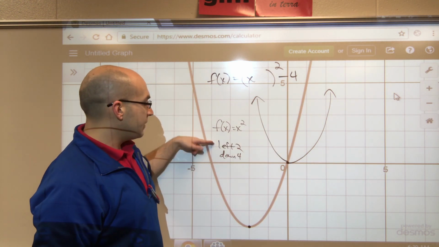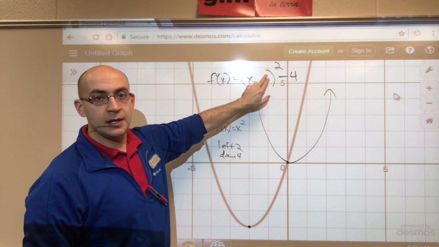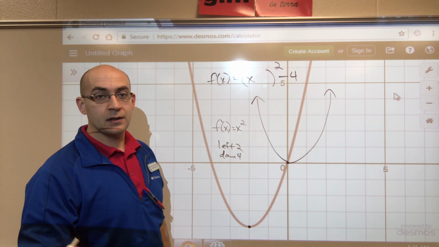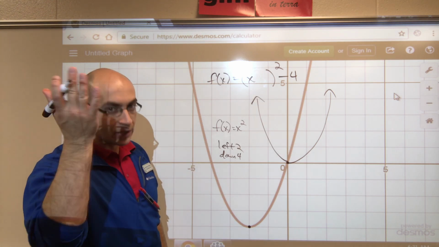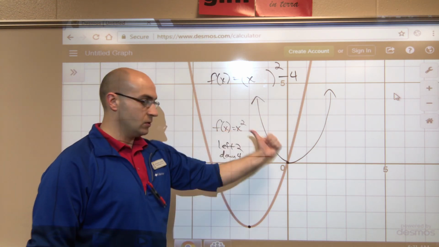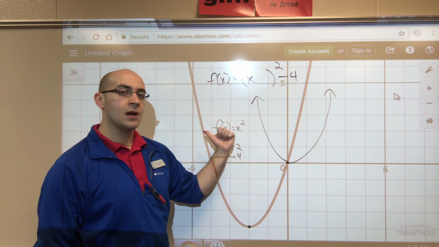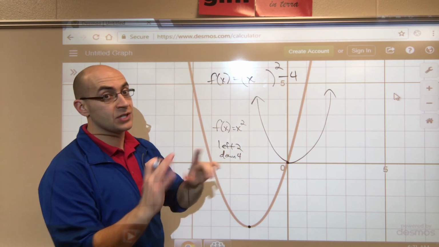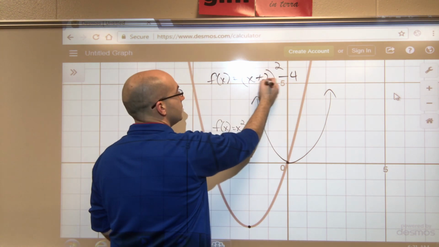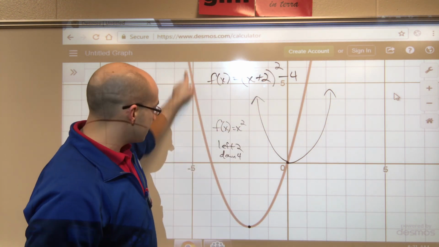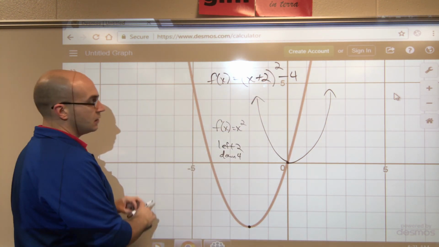Now, left 2. Well, I have to put a number in here, and putting a number in here, remember, is the liar. It is the opposite of what you really want to write. Left 2 means -2, but because it's a liar, I have to switch that sign. Now it's a +2. Here's the function. This function is now the function that you see on Desmos.